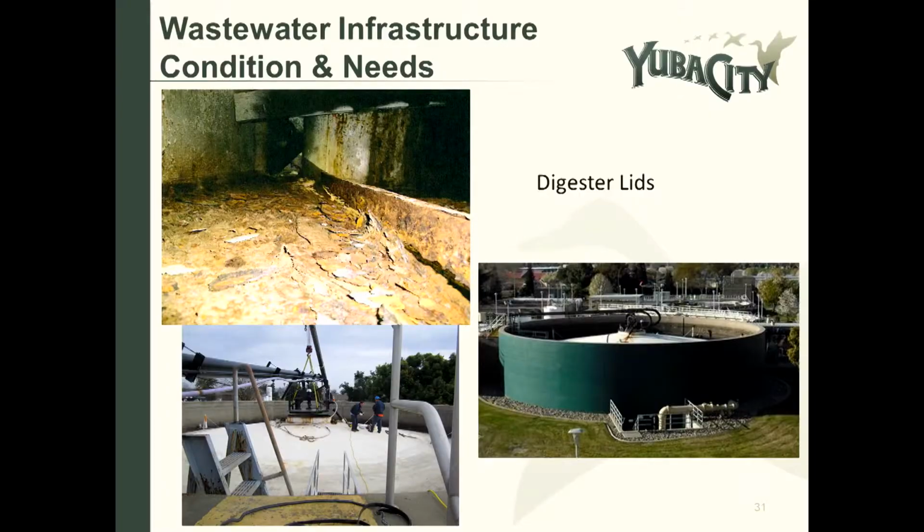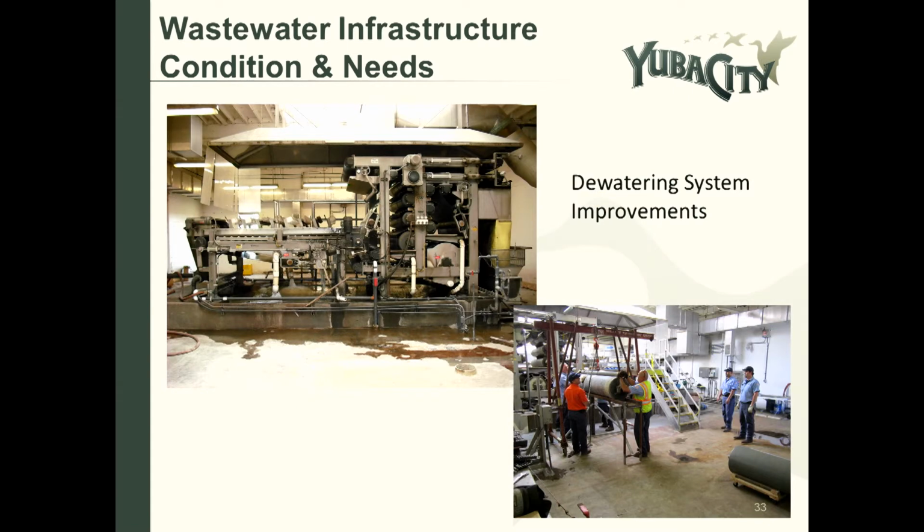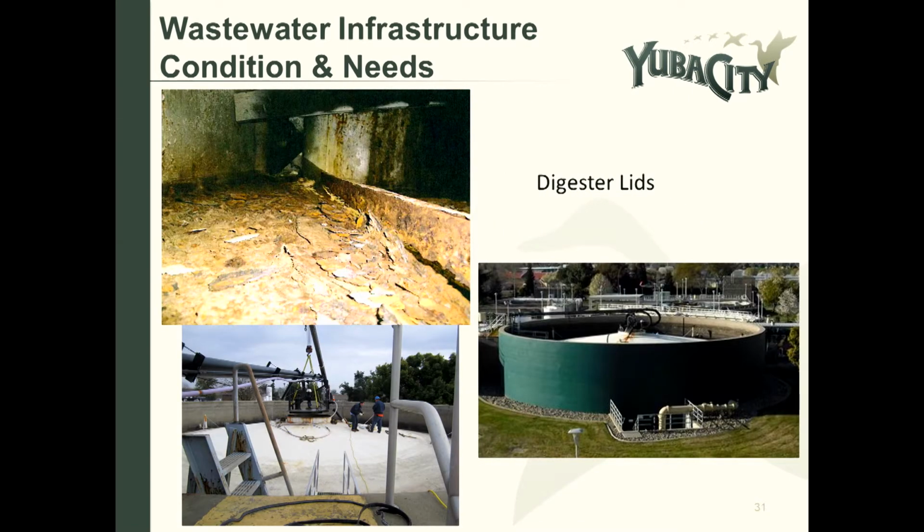Here's a picture of the digester lids, the bar screen, which needs to be rehabilitated and replaced. So the digester, basically, what it sounds like, it digests the sewage as it comes in, and it starts to help form the solids so that you can then separate the solids from the water and then take that solid and dispose of it, and then take the water and treat it.